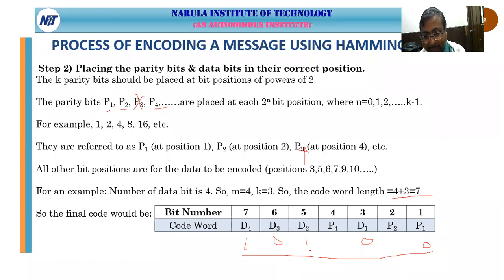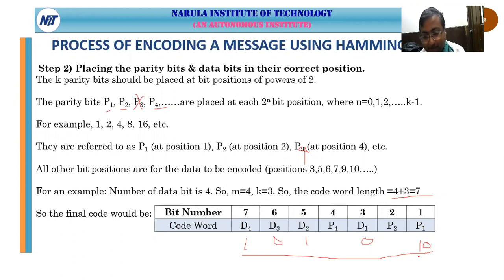Now if the Hamming code is set by odd parity, then what will be the value of P1? 1. Yes, 1. Because we should check 1, 3, 5, and 7 for the odd parity. For 1, 3, 5, and 7, there are only 2 ones. So if we put P1 equal to 1, then that will be the odd parity. So like this, we should get the value of P1, P2, P4, P8.